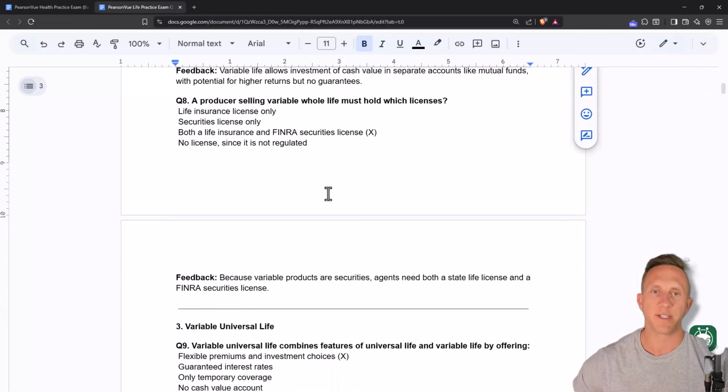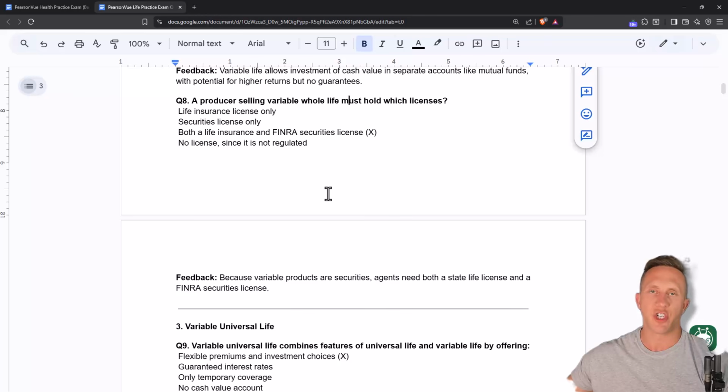Next, a producer selling variable whole life must hold which licenses? Life insurance license only, securities license only, both life insurance and FINRA securities licenses. So what I want you to understand is that if someone wants to sell variable products, meaning products that are invested in the stock market, like variable whole life, variable universal life, or variable annuities, anytime you see variable and it asks about licensing, they need to have their insurance license and a FINRA securities license.